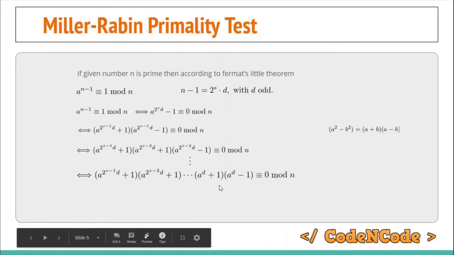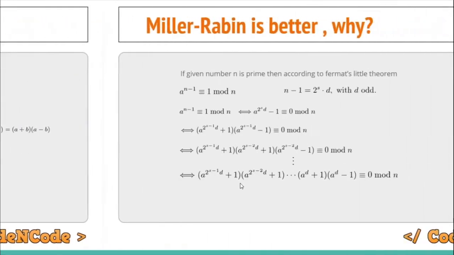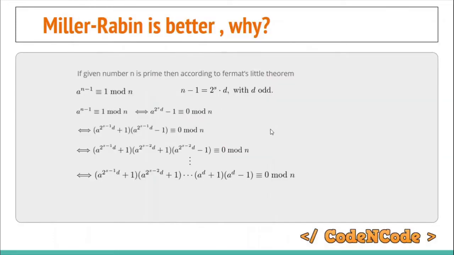Now we would prove why, if n is a prime number, it must divide one of these factors. So if you see the article here, the article that I provided the link for the Miller-Rabin test on cpalgorithm.com, it says that Miller-Rabin is actually a stricter version of Fermat's primality test. The question is why. This statement tells you that the Miller-Rabin test is actually a better primality test algorithm as compared to Fermat's primality test, and the question is why. Why is the Miller-Rabin test considered better?